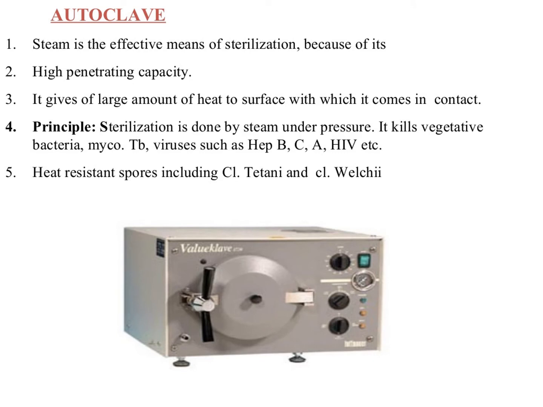Now, what are the significant points of using an autoclave? Steam is a very effective means of sterilization as it has very high penetration power and it gives a large amount of heat to the surface with which it comes in contact. The principle of working of an autoclave is that sterilization is done by steam under pressure.